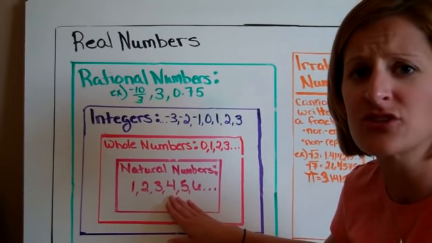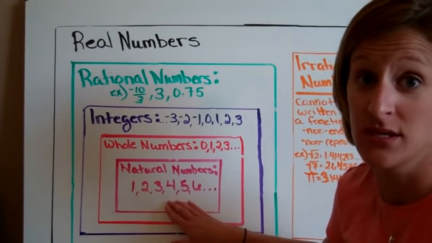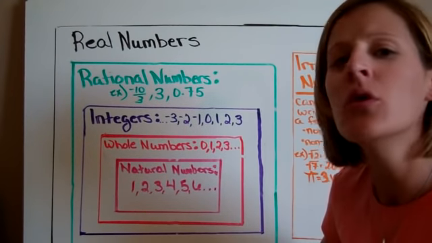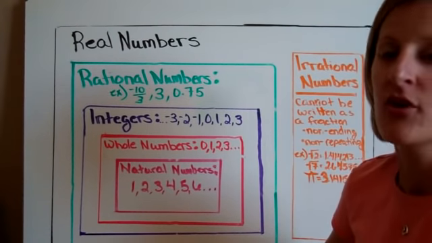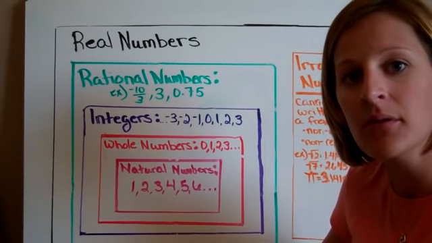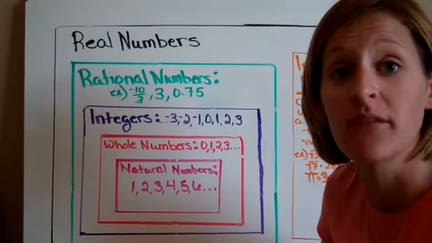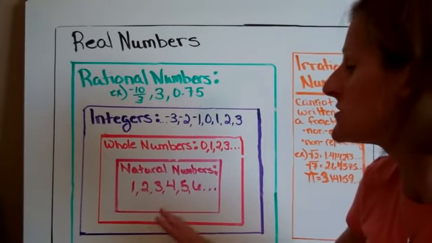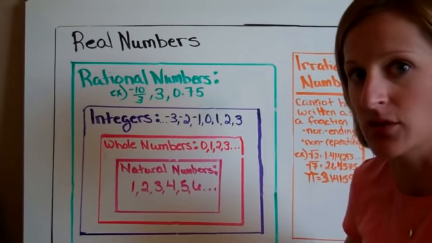Sometimes you'll hear natural numbers called counting numbers because that's how we count. We don't count by 1/2, 3/4, 1. We don't count like that. How we learn to count is 1, 2, 3, 4. We don't start at 0. So that's why we have them in natural numbers.